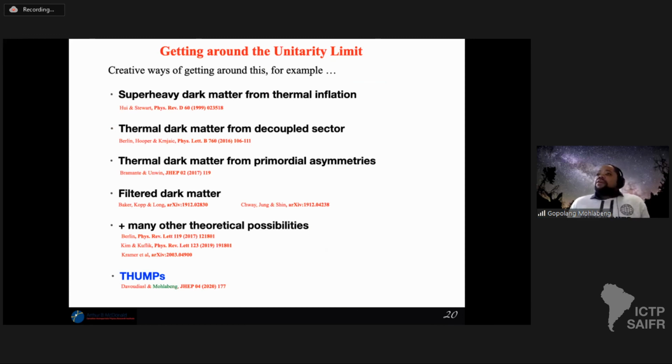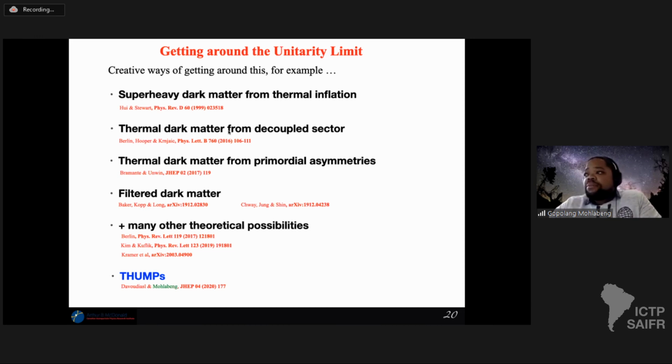Well, there are many creative ways of doing this that people have come up with. For example, and I will not go through all of these in detail, these are very interesting papers that I invite people to look at. There's super heavy dark matter from thermal inflation, where dark matter is produced immediately after inflation, after the inflaton rolls in its potential and sources a large mass for the dark matter. This model is somewhat similar, but has different assumptions from what I'm going to be talking about later.